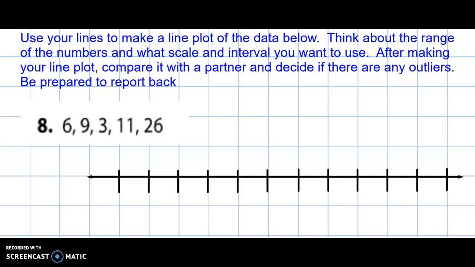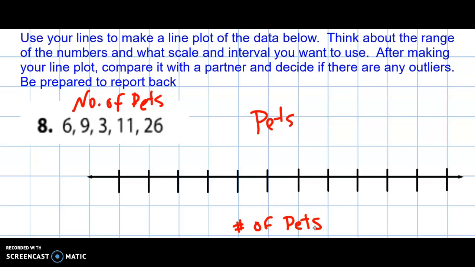Let's just say it is number of pets. Okay, so each number would stand for how many pets somebody has. So we could have a title of pets and a label of number of pets.